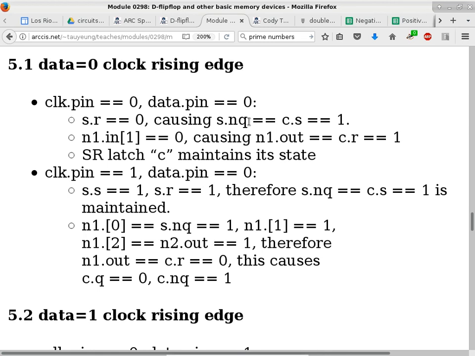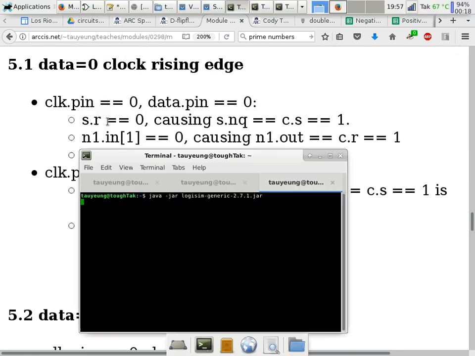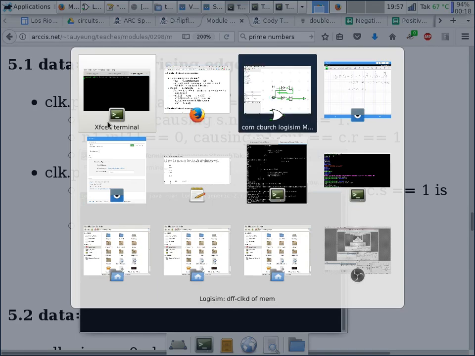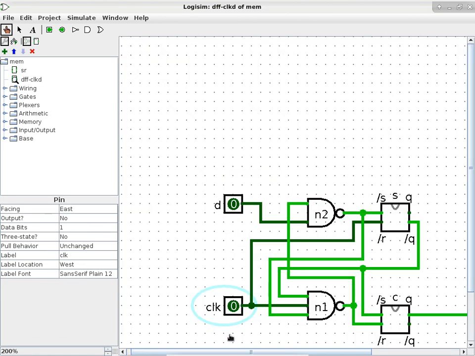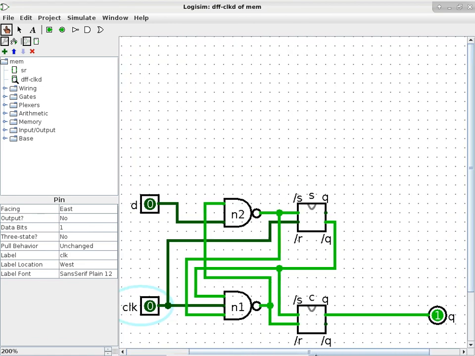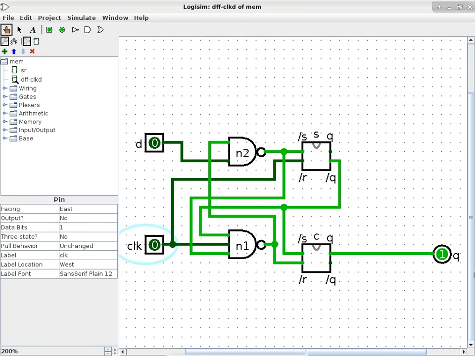So when D is 0 and the clock pin is a 0, then what's going to happen? If we go back to the circuit diagram, where's Logisim? There we go. Zoom in just a little bit more, and scroll up a little bit, like so. There we go. At this point, this is exactly what my notes are trying to capture: what if D is a 0 and clock is a 0?